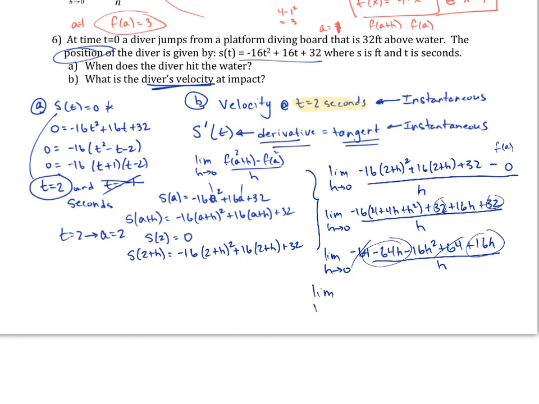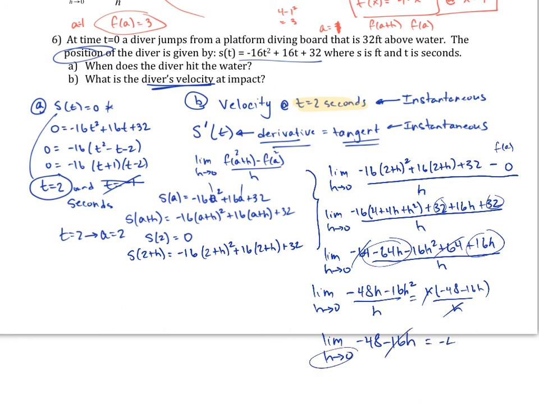but then I can combine this and this to give me the limit as h goes to 0 of negative 48h minus 16h squared, all over h. But then I can take this h out, right? And I'll have negative 48 minus 16h all over h, and that reduces. So then I end up with the limit as h goes to 0 of negative 48 minus 16h. Do direct substitution, plug this in, that goes away, and my answer is negative 48 feet per second.